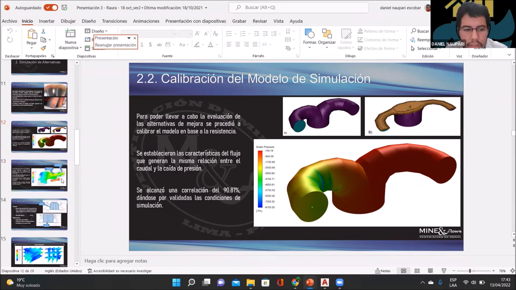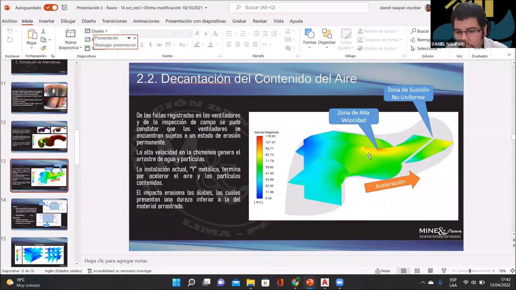And we can see that. This is the CFD simulation, and we can identify the high velocity zones. But what is the problem of this? Next to this is the fan, and the problem is the airflow enters the fan with different velocities. This generates a moment in the rotor of the fan and induces vibration on the components.